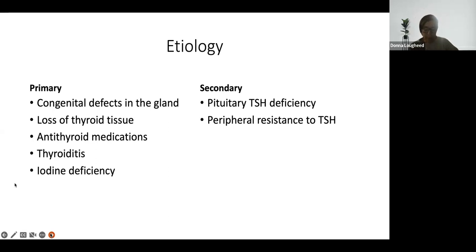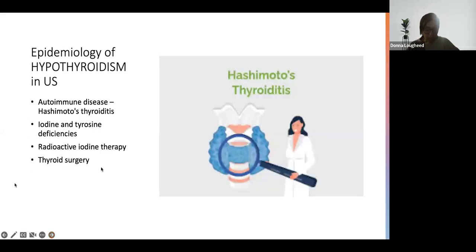Women are affected 7 to 10 times more than men, and it occurs most often in women between the ages of 30 and 60, and the incidence increases with age. In the US, hypothyroidism is largely associated with autoimmune disease, thyroid surgery, or radioactive iodine therapy used in the treatment of hyperthyroidism.